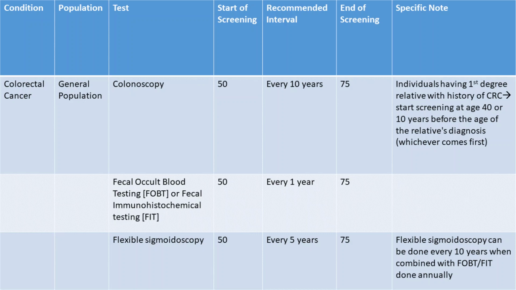Another important factor here is that in patients who have first degree relatives with a history of CRC, we start screening at the age of 40 or 10 years before the age of diagnosis in their relative with CRC. Whichever of these ages comes first is the point where we start screening.